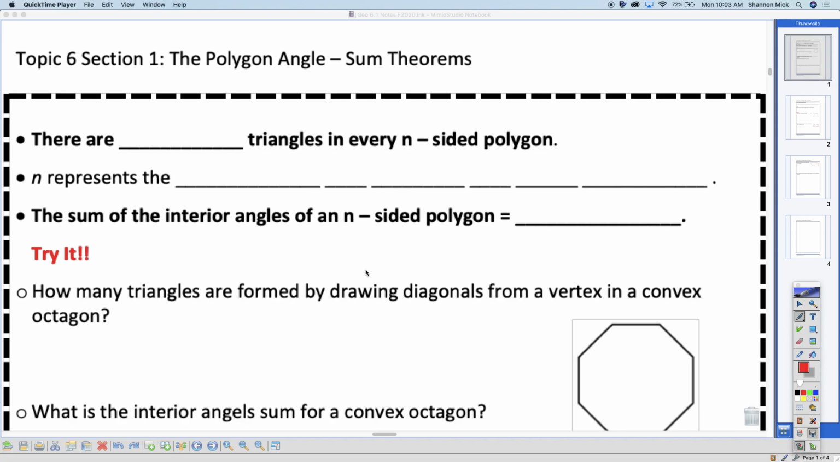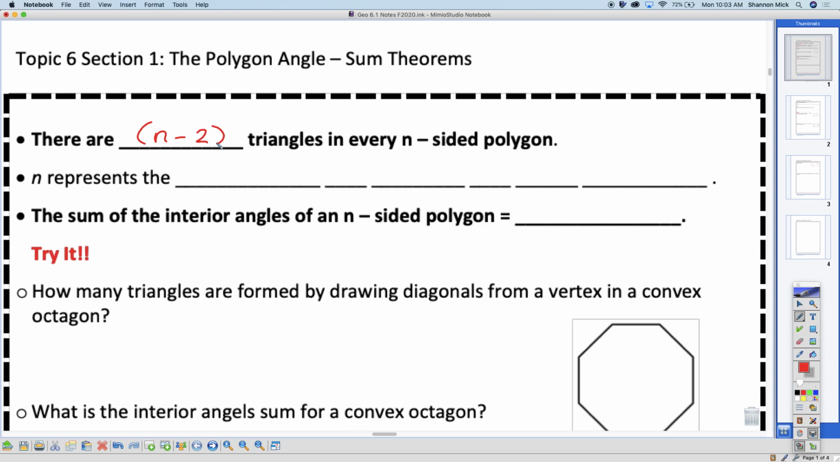Section 1, the polygon angle sum theorems. So we will be talking about the total measure of all the angles inside a polygon and outside a polygon. That's what this whole section is about. So there are n minus 2 triangles in every n-sided polygon.